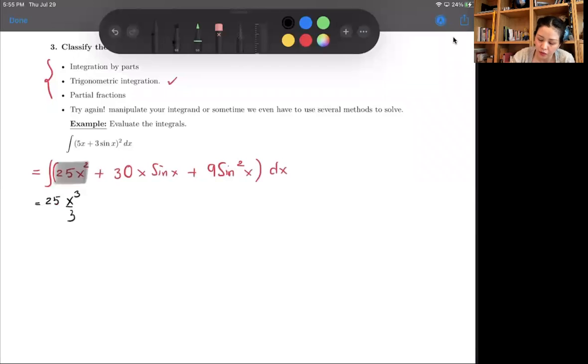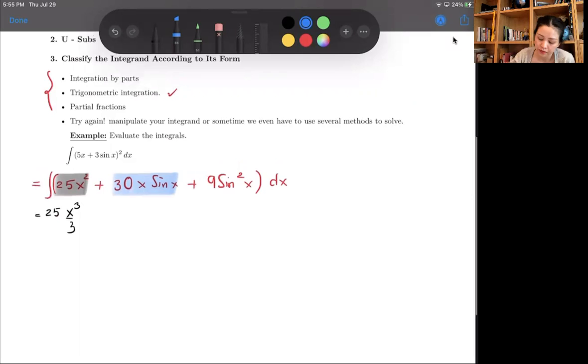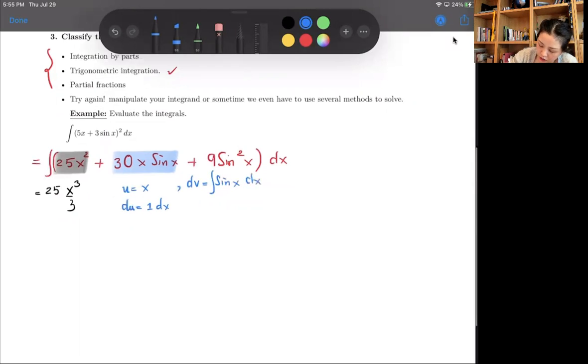How about the second part? This one right here. Maybe I'll highlight it in blue, right? So this one I'm going to use integration by parts. So what I'm going to do is I'm going to let u equal x. So du equals 1 dx. And then the dv part is sin x dx. Okay, so v will be minus cosine x, just minus cosine x, right?